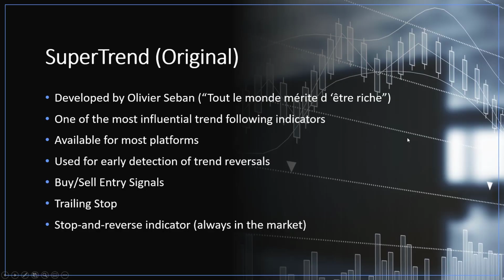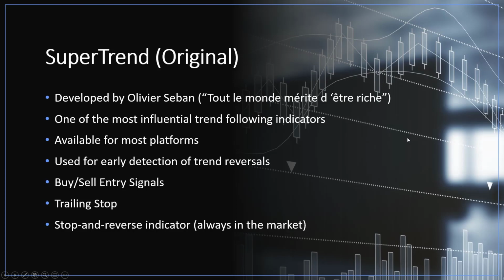Now, let's talk a little bit more about what SuperTrend is in general. So probably most of you have already heard about the SuperTrend indicator. It's a very popular indicator. It's available for most platforms out there. And the author, Olivier Seban, who is a French author and a French trader, developed this indicator roughly 15 years ago. And in fact, he described the indicator in his book, Tout le monde mérite d'être riche, which basically means that everybody deserves to be rich. And I guess he lived by this mantra because the myth says that he became a millionaire at the age of 32, and at the age of 35, he retired trading.